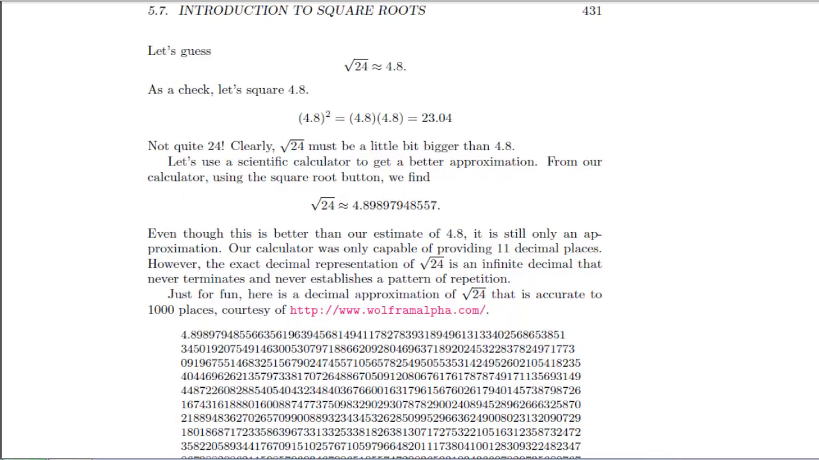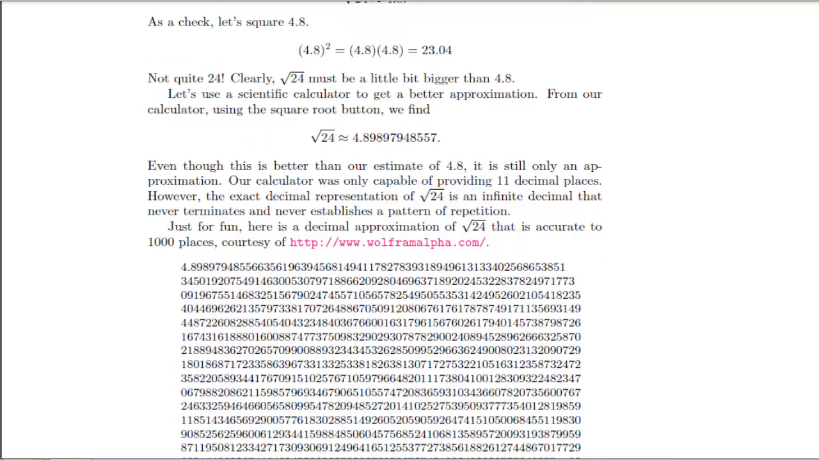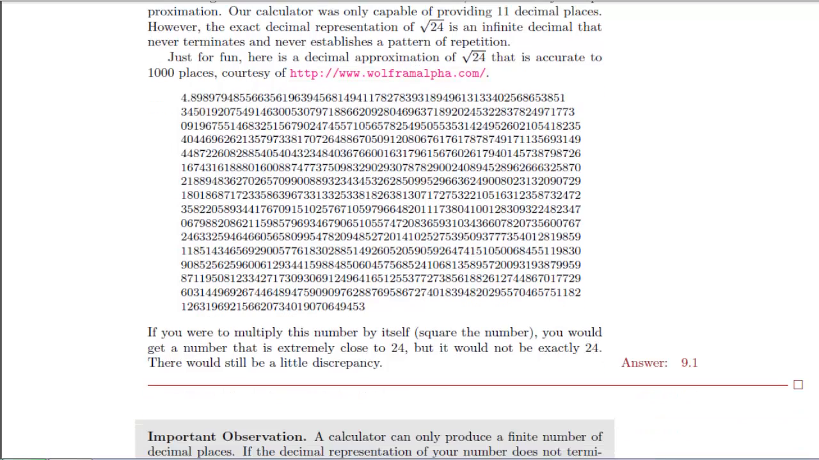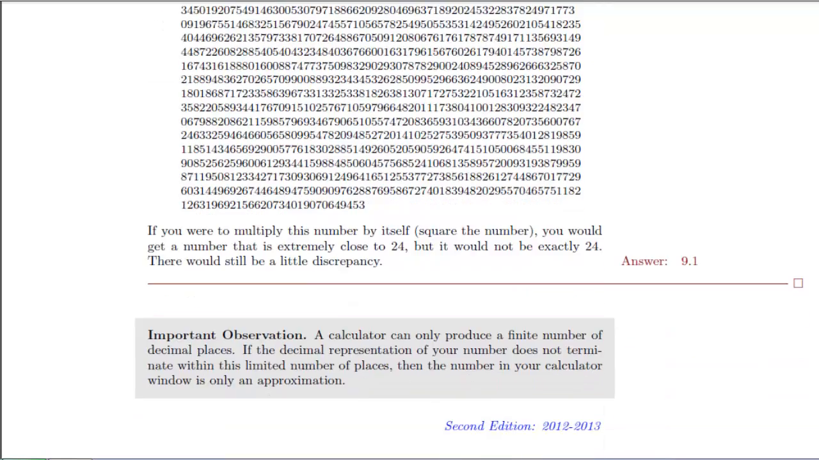Our calculator was only capable of providing 11 decimal places. However, the exact decimal representation of square root of 24 is an infinite decimal that never terminates and never establishes a pattern of repetition. Just for fun, here's a decimal approximation of square root of 24 that is accurate to 1,000 places, courtesy of the following website. If you were to multiply this number by itself, square the number, you would get a number that is extremely close to 24, but it would not be exactly 24. There would still be a little discrepancy.